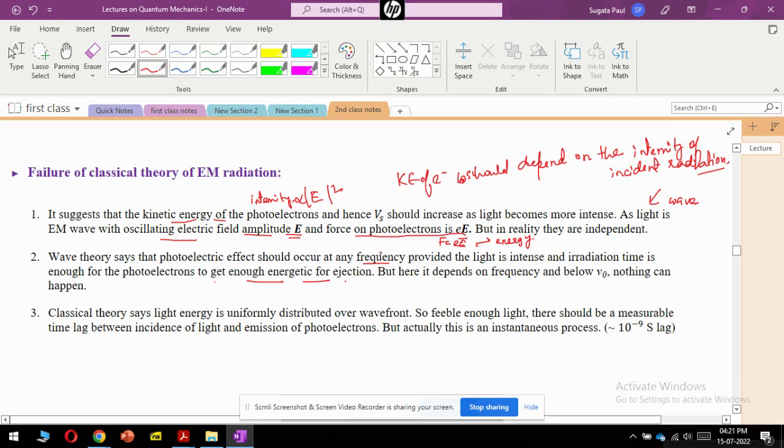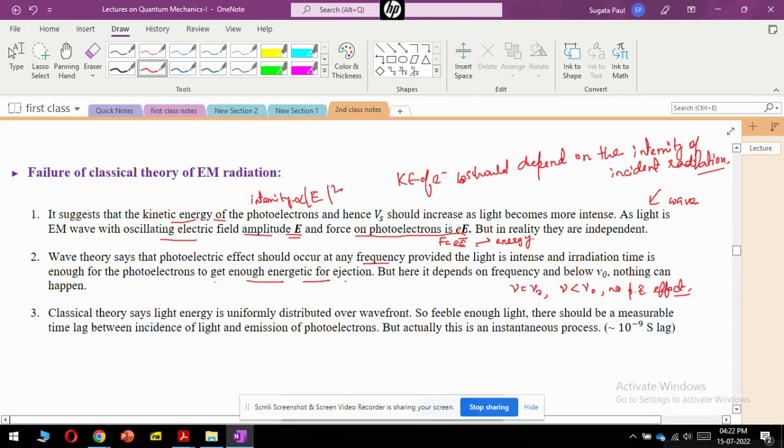It does not matter what frequency of light we are choosing. Only the light should be intense and the radiation time should be enough for electrons to get enough energy. That means it should not depend on the frequency, and there should not be any cutoff frequency like we have observed in our experimental observations, that there is a cutoff frequency nu equal to nu naught, and if the incident radiation frequency is less than that, then we will not have any photoelectric effect, even if we are using a very intense light source or we are giving a large enough time. So this is also a case where the experimental evidence goes against the classical theory prediction.